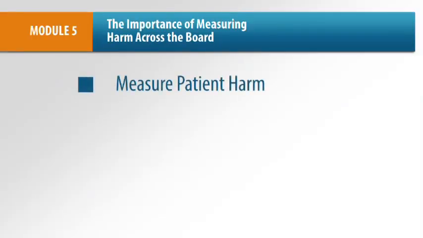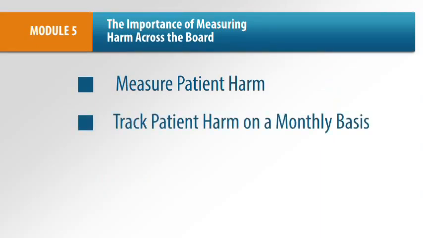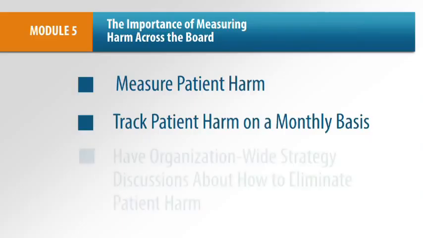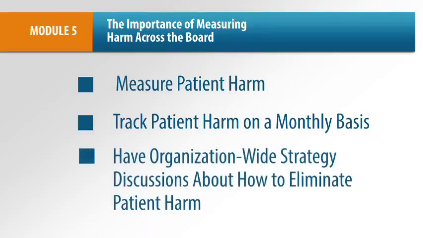So as board members, we have 3 important roles here. Number 1 is to measure patient harm composite. We have a role to ensure that all our indicators roll up so we can have a high-level discussion about patient harm. 2 is to track it on a monthly basis so we know month to month how are we doing in terms of eliminating patient harm. And 3 is to have the organizational-wide strategy discussion about how do we eliminate patient harm.